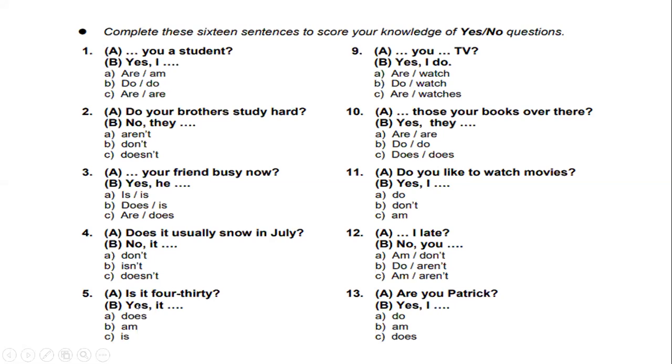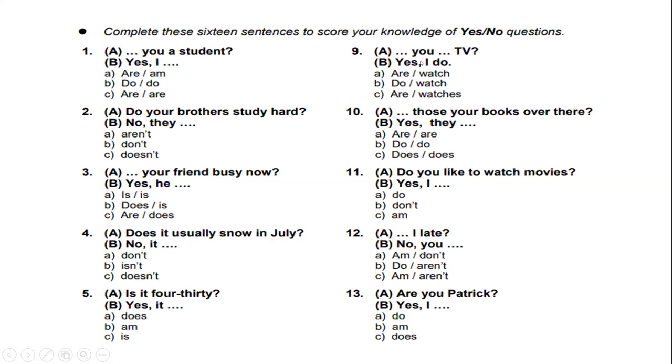Okay, number five. Is it 4:30? Es como la hora, ¿verdad? Estoy doble chequeando, estoy confirmando. ¿Son las 4:30? Yes, it is. Letter C, ¿verdad?